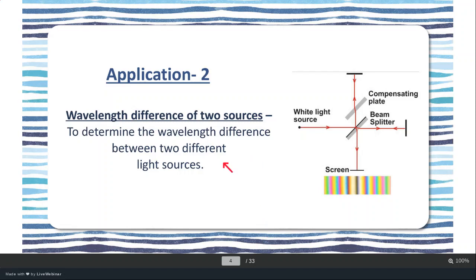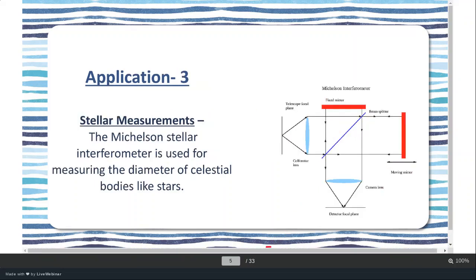Okay, so the most basic use that we have for the Michelson interferometer is to determine the wavelength difference between two different light sources. Now here we can see a setup of how the light waves are transmitted and we see their fringes and everything. We'll get back to this in some minutes. Okay, so let's see application 3.